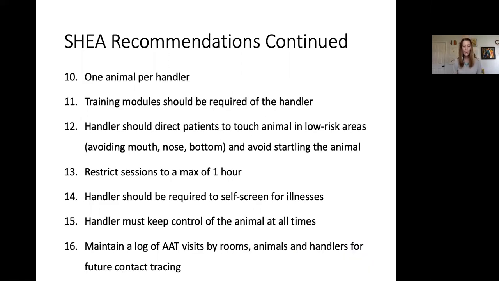It's best if there's only one animal per handler, and that's to make sure the handler as well as the animal can be safely managed.